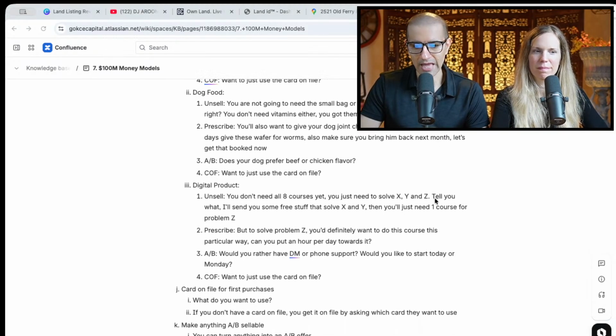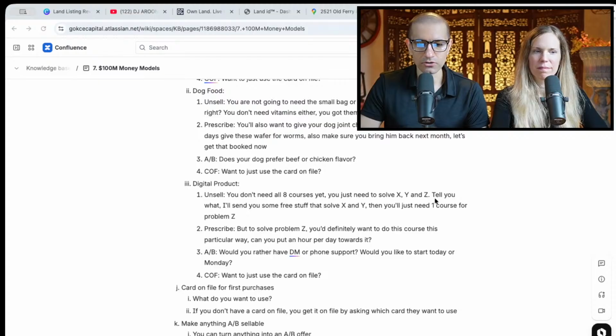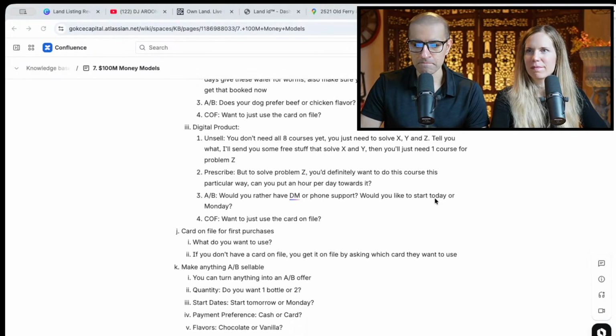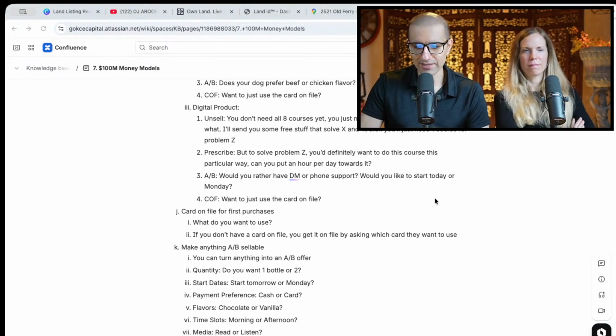Yes? A/B. Does your dog prefer beef or chicken flavor? And then card on file. It's good, right? Okay. So I think I'll delete this for now because we'll workshop it properly.